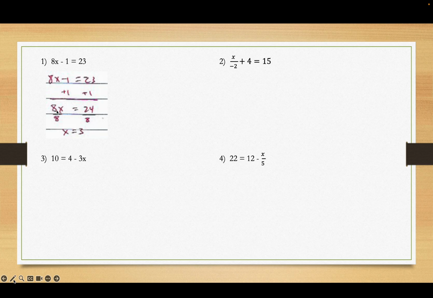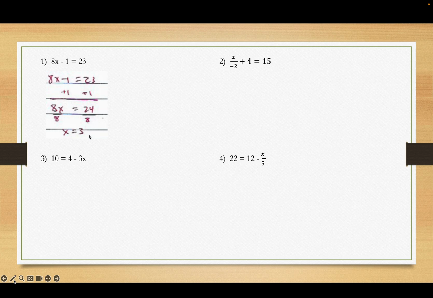So when I'm looking to isolate things, I'm always undoing. I'm doing the opposite or the inverse operation. So in the first step, we always attack plus or minus first. It says -1, so we do the opposite and we add 1. Then it says 8 times x. The opposite of multiplying is dividing. So I divide by 8 both sides and I get x is 3.